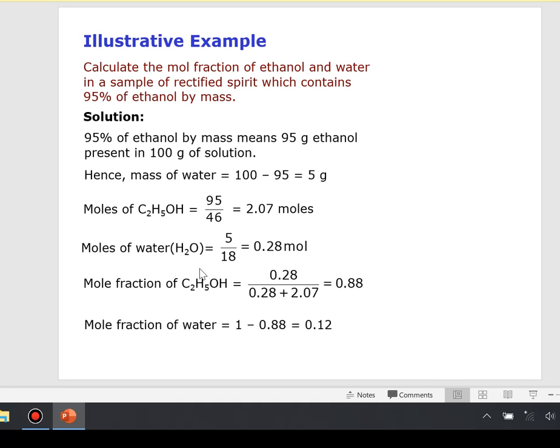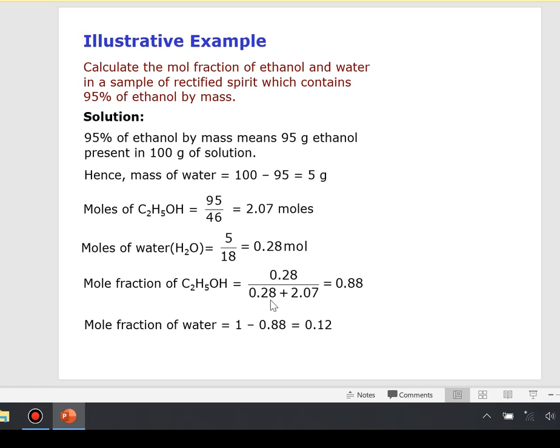Is it clear? So mole fraction of the ethanol means moles of the ethanol divided by moles of ethanol plus moles of water. When you calculate, you obtain 0.88, that is the mole fraction of ethanol, and for the water, 1 minus 0.88, that is 0.12, is the mole fraction of water.